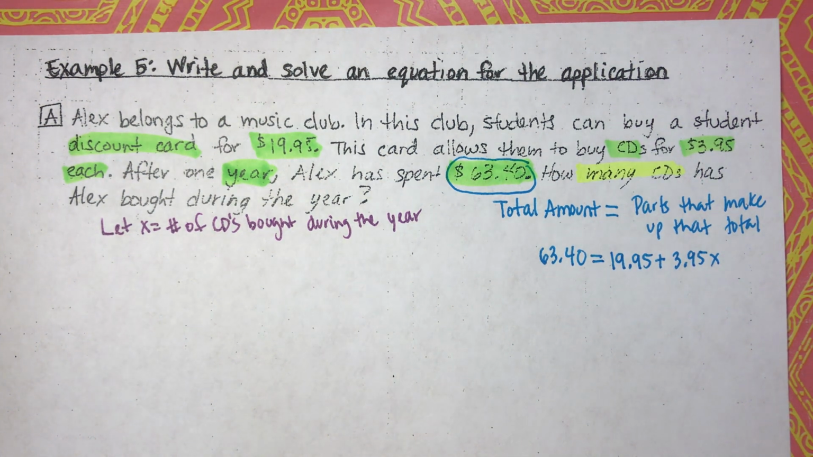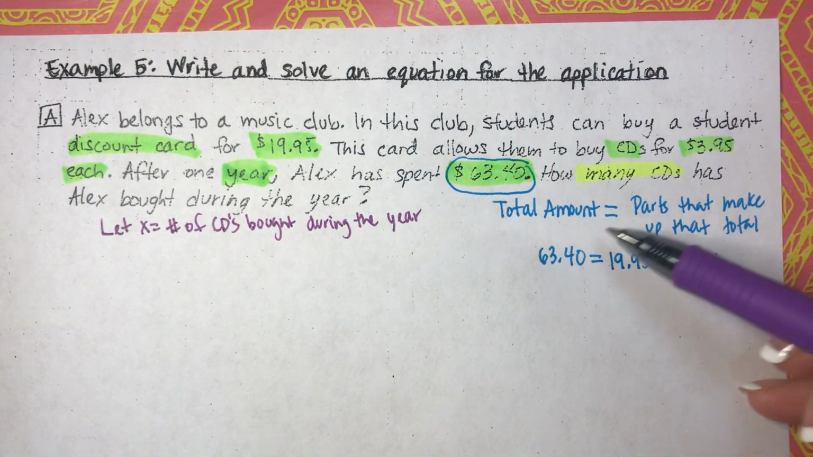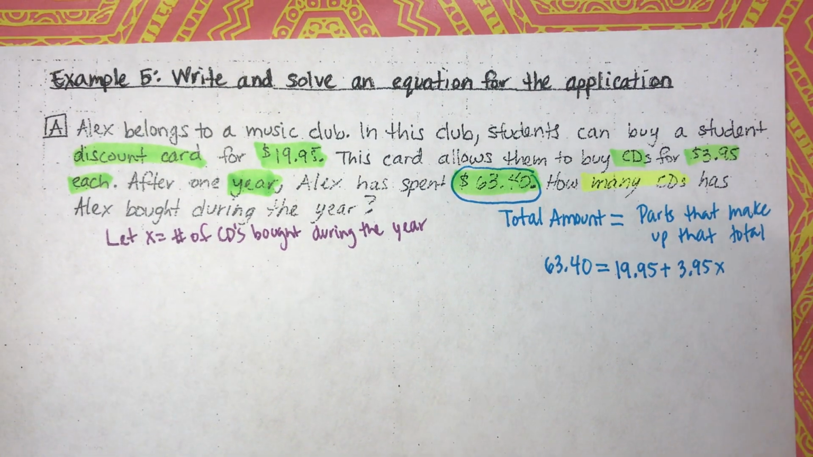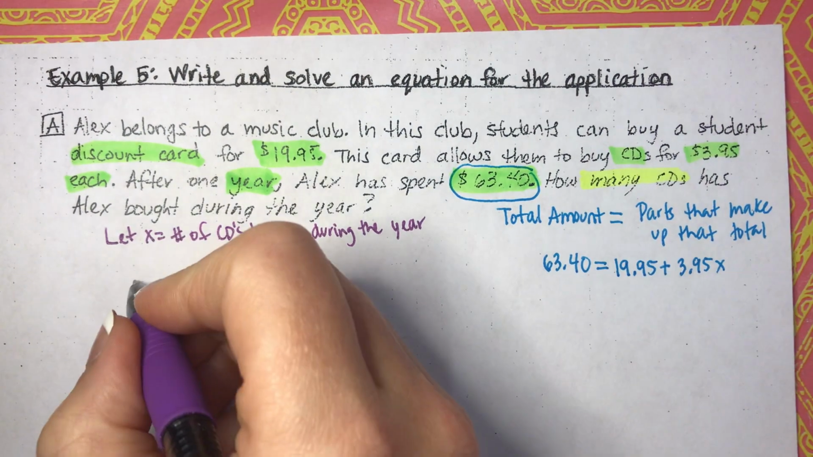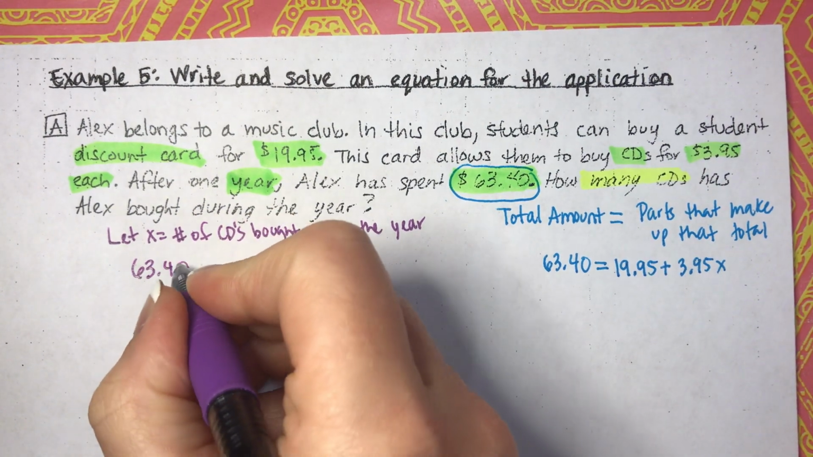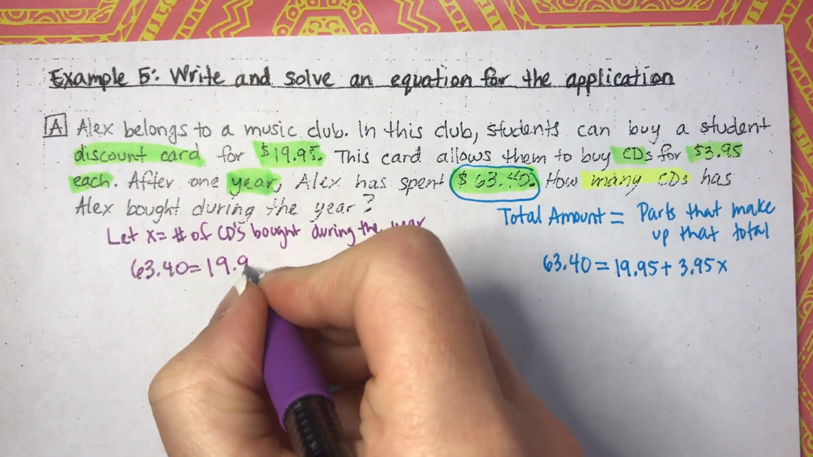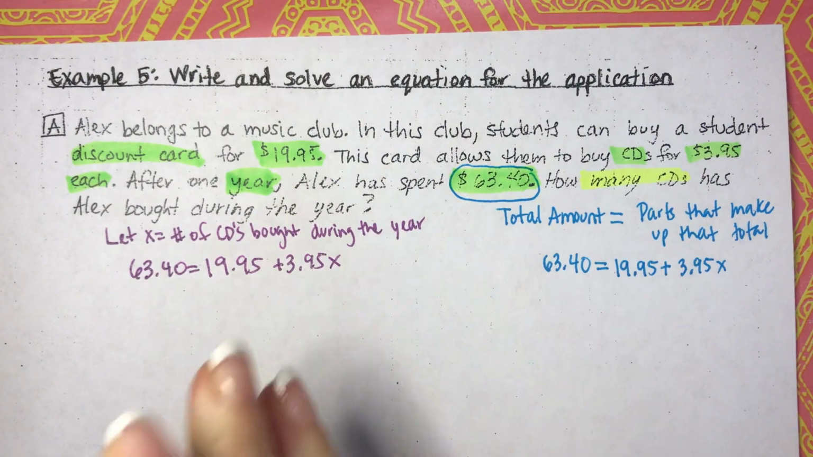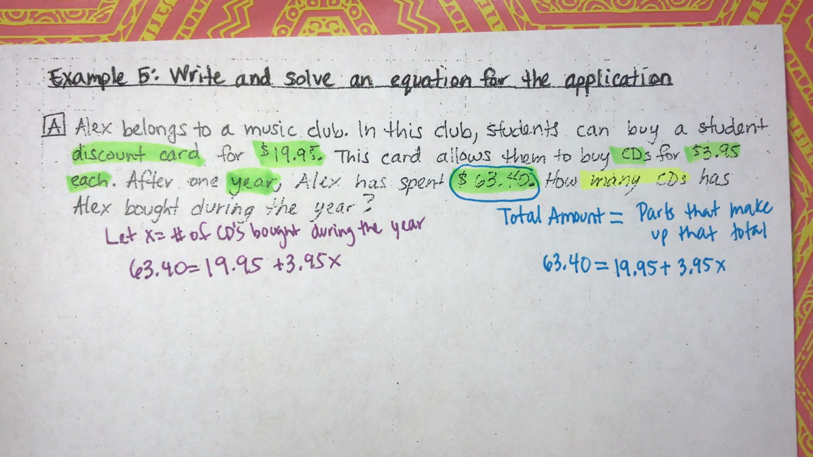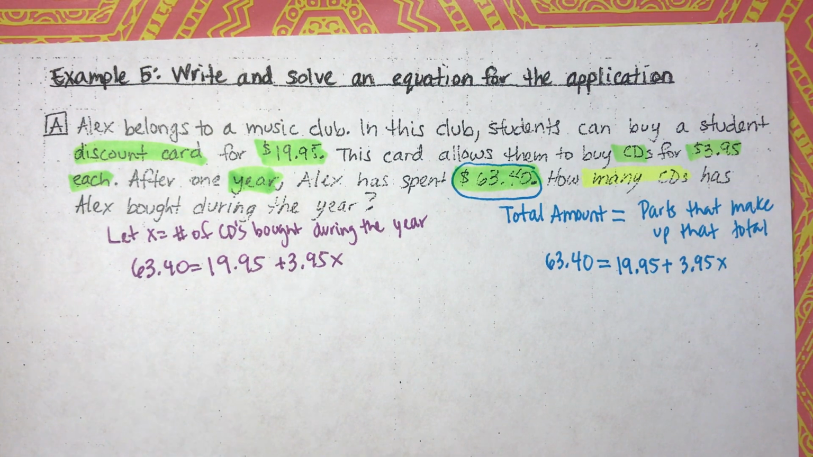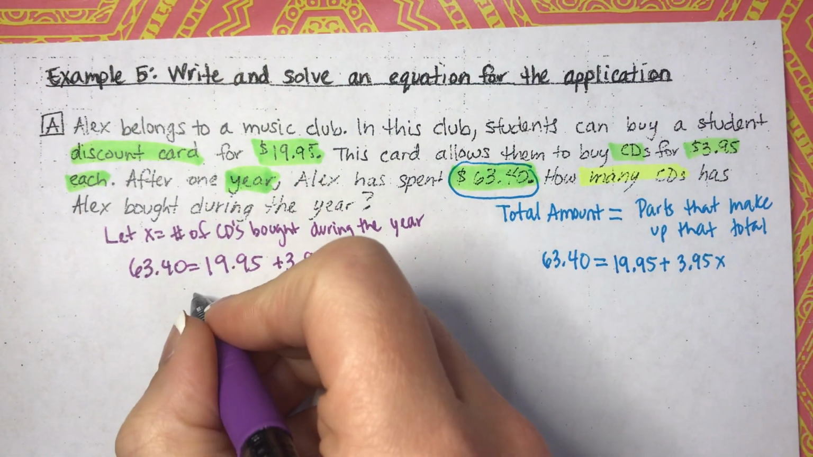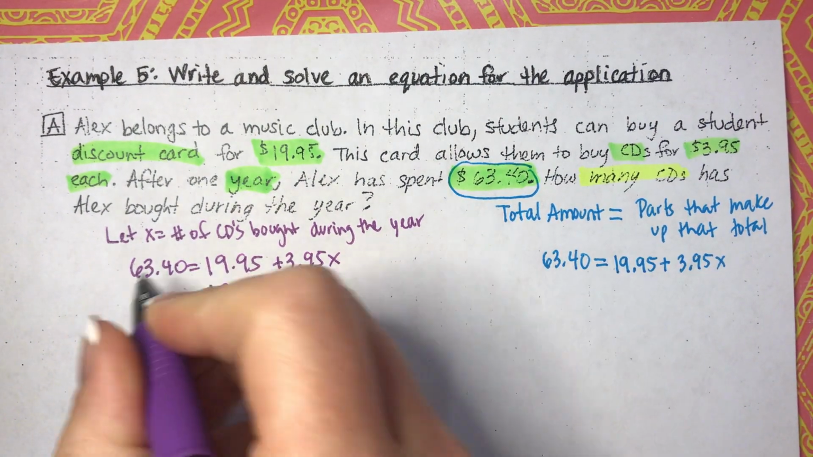So this is just the type of equation where you have a total amount that's made up of parts. I'm just going to rewrite this over here. So we have 63.40 equals 19.95 plus 3.95x. And then we're just going to solve this for x. This is a two-step equation. So I'm going to keep this together and then subtract 19.95 from both sides.